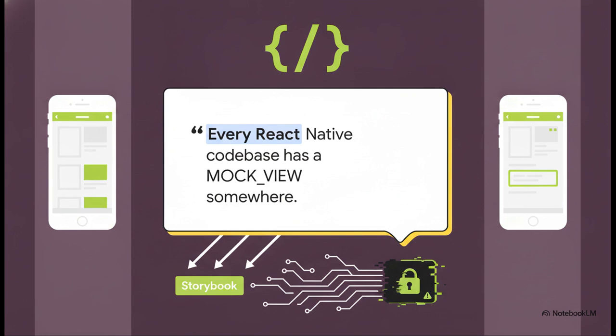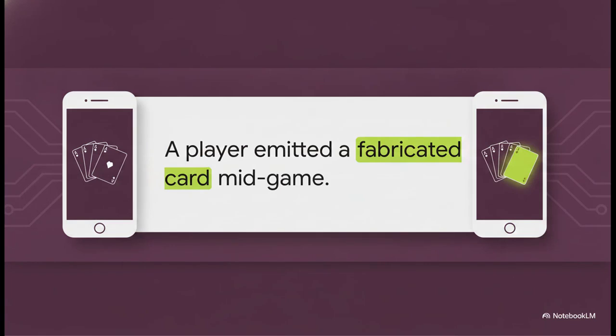But what happens when that dummy data accidentally hitches a ride in your bundle, sitting right there next to your live production code? Well, let's look at a real-world symptom from an app called Seepcar. This is a social card game built for the Indian market, and it runs on a shared, server-authoritative backend.